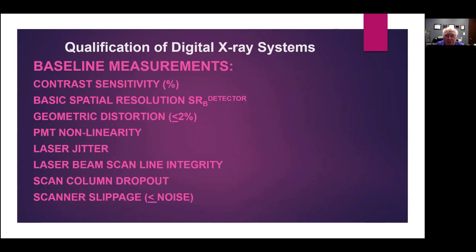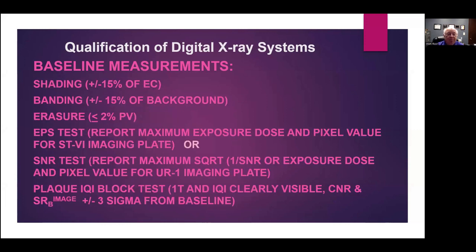Some of the measurements that are required are contrast sensitivity, basic spatial resolution, distortion, photomultiplier tube linearity, laser jitter, laser beam scan line integrity, scan line or column dropout, and even the feeding system, slippage in feeding the phosphor plates through the system. Some of the requirements are typically expressed mostly as percentages.